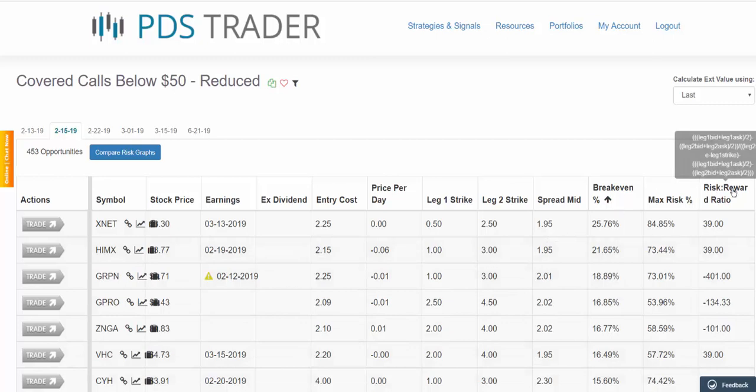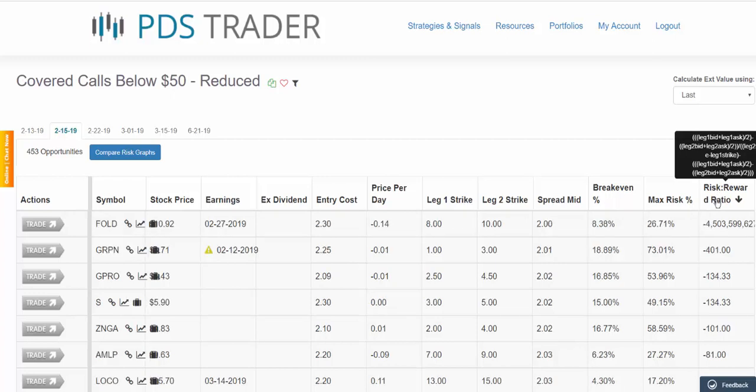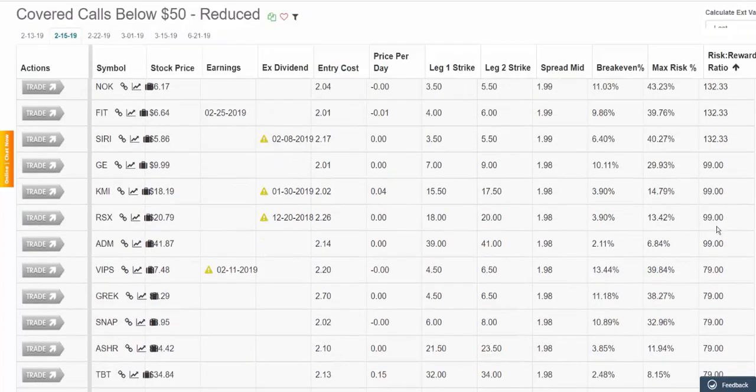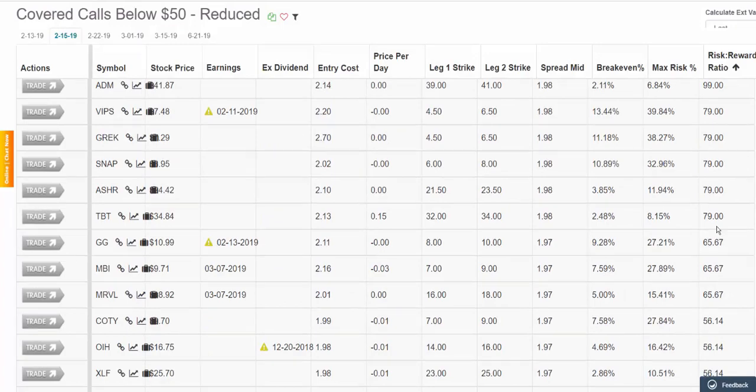What I do is look at the risk-reward ratio, because obviously the risk-reward ratio has to be below 3. A break-even of 25% does me really no good when my risk-reward ratio is up here at 40. So this is the one that I use to sort and prioritize the trades. It lists the highest at the top.